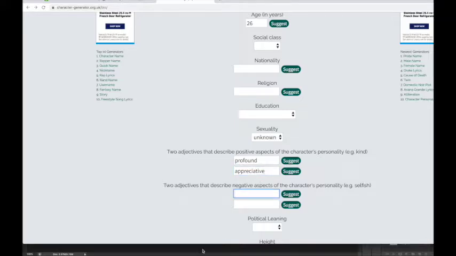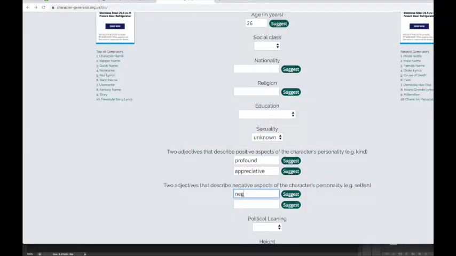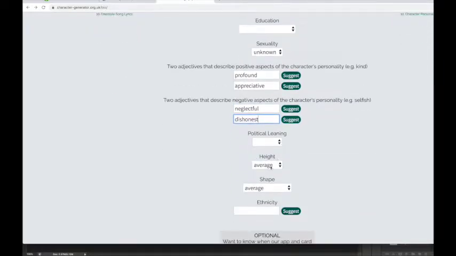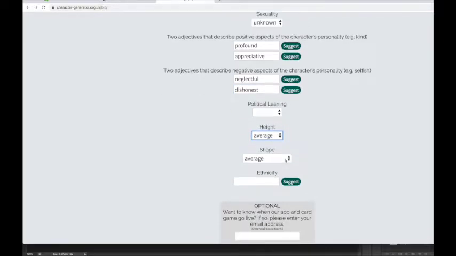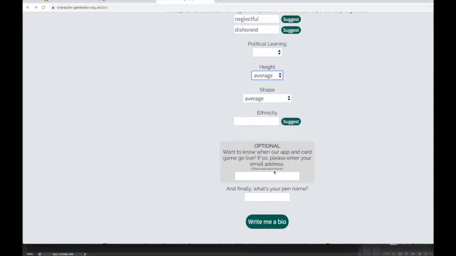Alright, to negative aspects. He's neglectful and dishonest. Oh, I spelled that correctly. Political leaning, he's a worm. Height. I mean, for a worm, shape. Ethnicity. What's my pet name? That doesn't matter, does it?